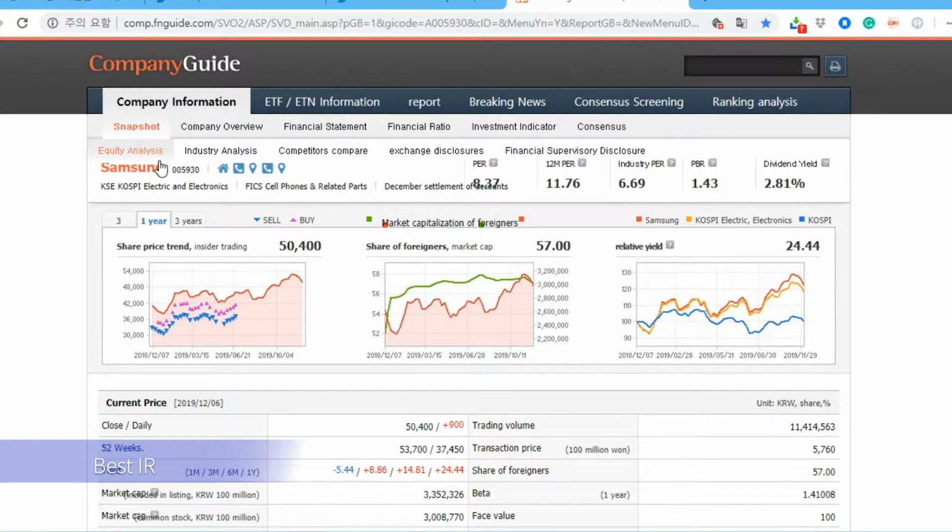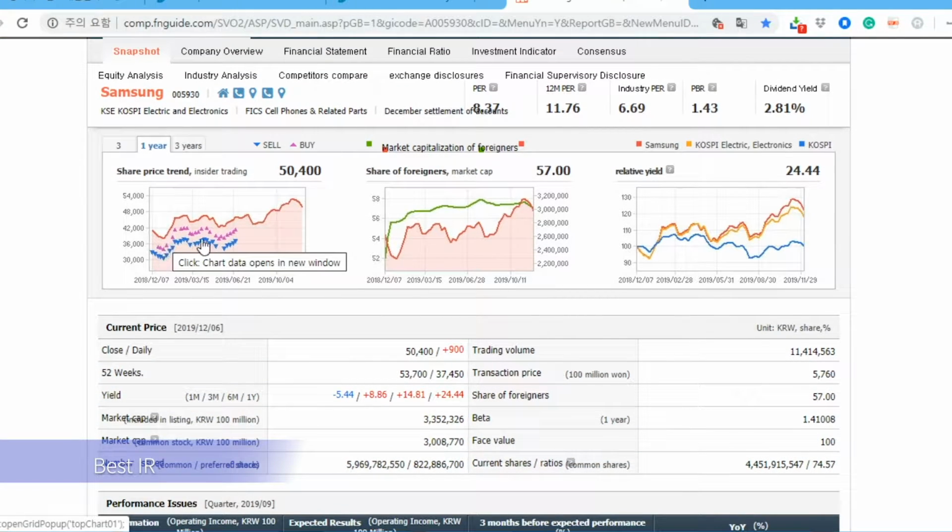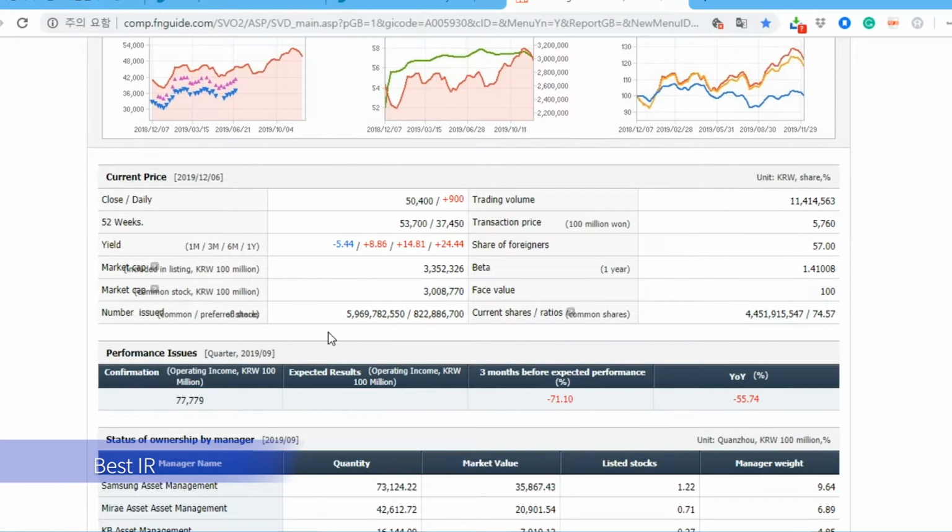because as long as you use the translation, they will show you very useful information. So we'll start with Samsung Electronics. It used to be Samsung Electronics, but they left out the electronic parts here. But anyway, this company has been performing pretty well. Currently the price is around 50,000 won. 57% of the shares are owned by foreigners, non-Koreans, and the yield is 24%. It closed on Friday at 5,400, which is 900 up from the previous day.